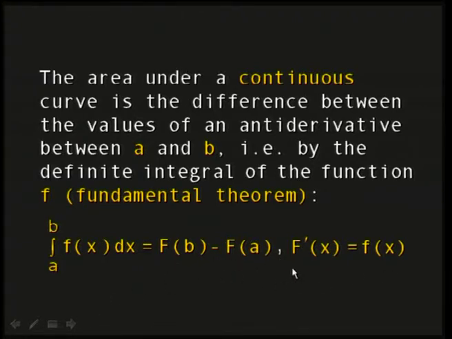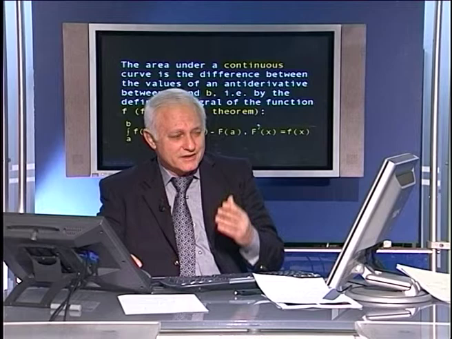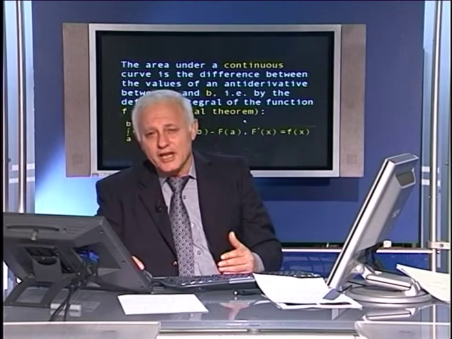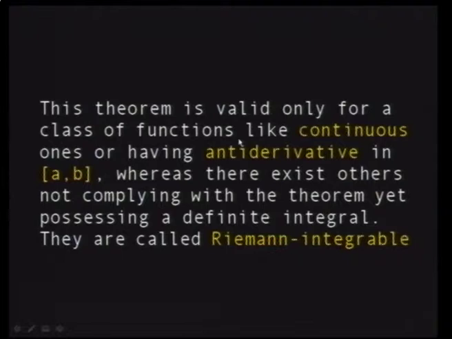And this is the fundamental theorem that was discovered in the early 18th century, and this is how people used to calculate area under curves, but these curves have to be graphs of continuous functions. The theorem is only valid for a class of functions like the continuous ones, or those having an antiderivative. And this is an extension that Cauchy made: if a function is continuous, it has an antiderivative, but it's not necessarily continuous to have an antiderivative, and therefore continuity is sufficient but not necessary.